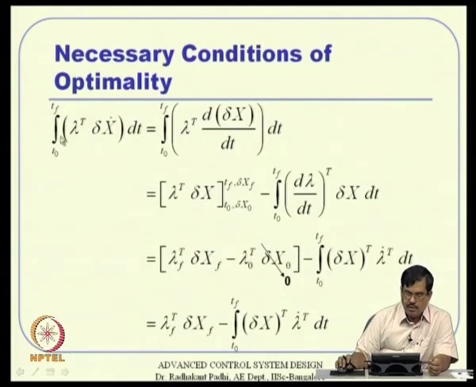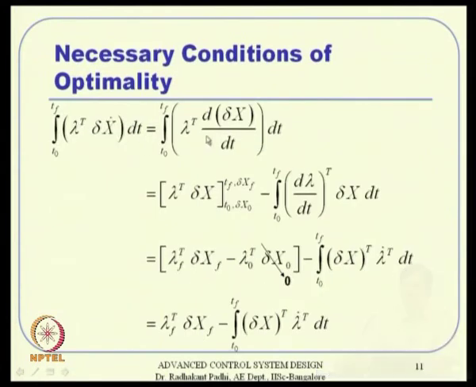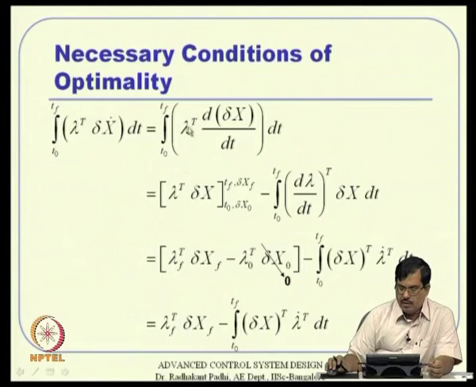So, this integral, lambda transpose del x dot, is what we want to analyze, and by definition variation of x dot is d/dt of the variation of x, and then we do this integral by parts. This is the first function, that is the second function, and hence the first term is evaluated at the values t0 with del x0 and tf with del xf, minus the derivative of the first term into the integral of the second.